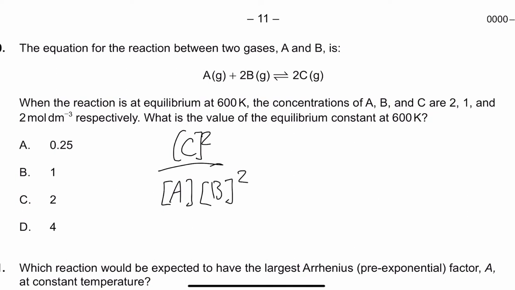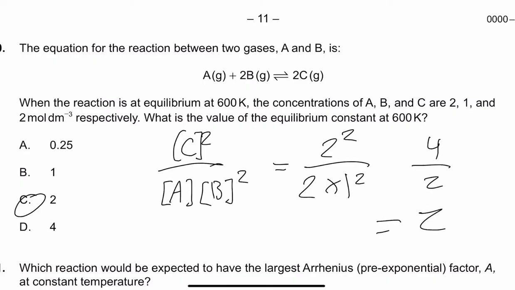Just like the previous question, we're just using our Kc formula. Now let's sub into that. So it's going to be 2 squared over A is 2 times 1 squared, which is just 1. So it's going to be 4 over 2. It's going to be 2. So our answer is C.